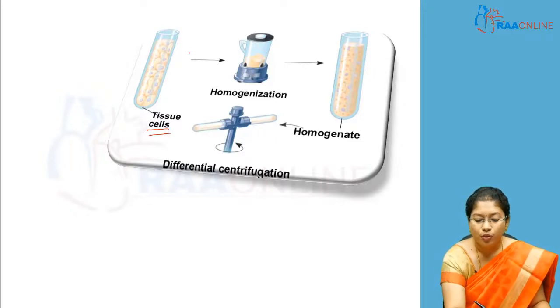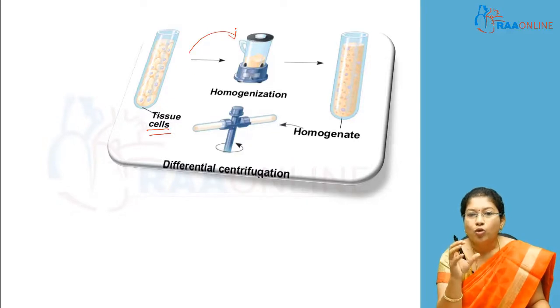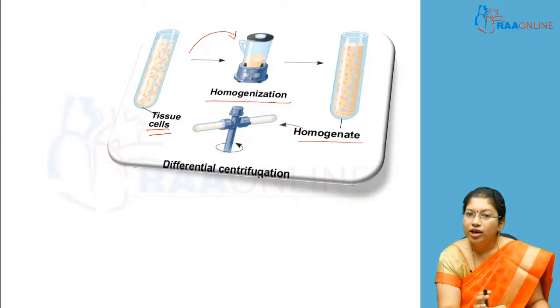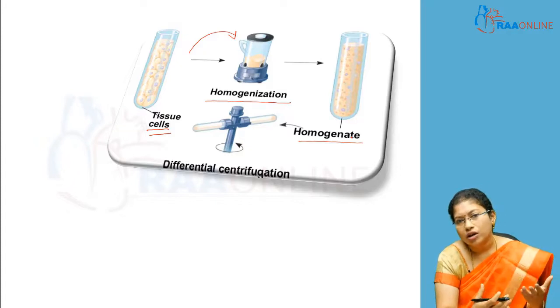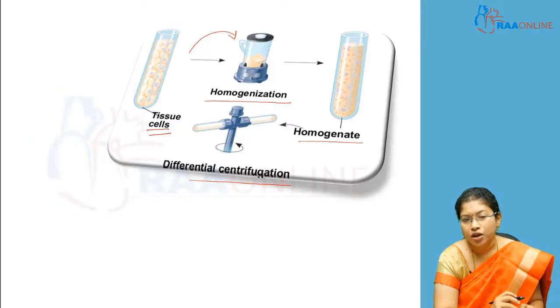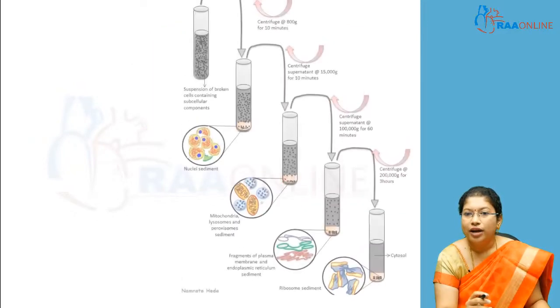Then it is put in a mixture-like thing. So, it undergoes homogenization and forms a homogenate. This homogenate contains cellular organelles. So, how are the cellular organelles separated? By differential centrifugation, at various speeds, like I show in this slide.